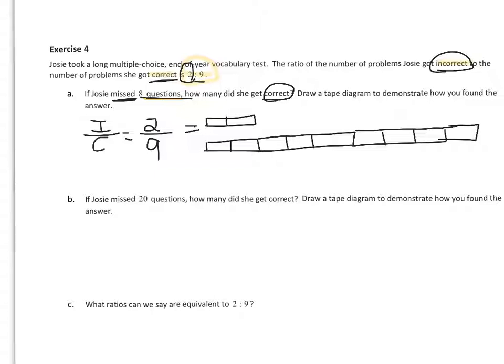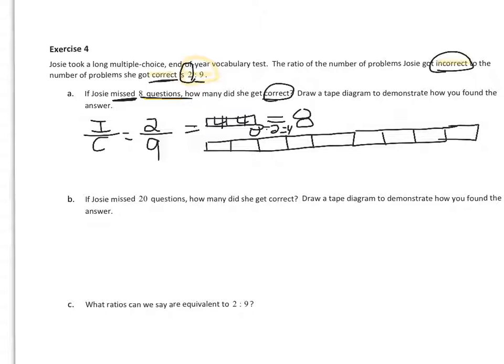And it says that she got 8 wrong. So the one that's representing incorrect is the top diagram because we have incorrect as our numerator and correct as our denominator. So she got 8 wrong. So we're going to put 8 right here. So that's going to equal 8. If that total up there equals 8, then each piece there must equal 4 because 8 divided by 2 is 4. So each piece is 4.